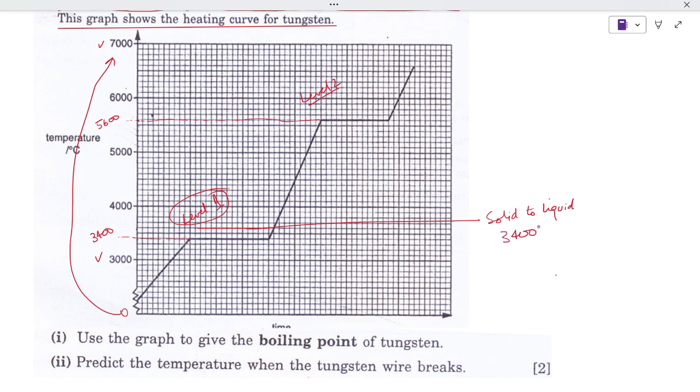So this is the melting point, and then the temperature is rising again, and at 5600 degrees centigrade it's again leveling out. This means a change of state is taking place. That is, it is changing from liquid to steam. So this is its boiling point, that is 5600 degrees centigrade.